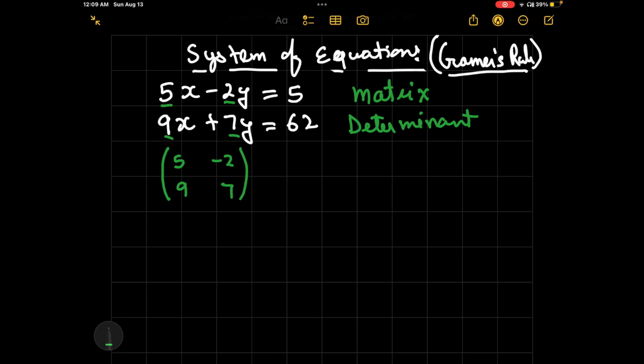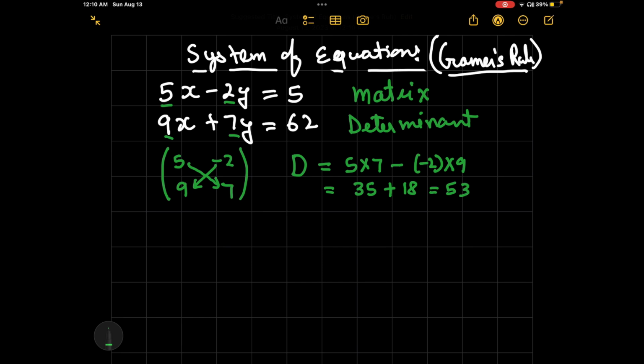That determinant is denoted by a capital D, and it is obtained by multiplying this number with this number minus this number multiplied by this number. So 5 times 7 minus -2 times 9. That is 5 times 7, 35, minus -18, which is plus 18. 35 plus 18 is 53. So this is the determinant.